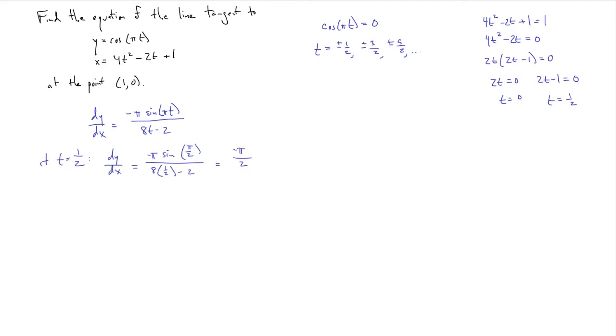And so we have that at the point (1, 0), t is equal to a half. And so to find the derivative there, we simply plug t equals 1/2 into our expression for the derivative, and we find that the derivative at that point is negative pi over 2. And so we find that the equation of the tangent line at that point is y equals negative pi over 2 x plus b, and all that's left is to find b, which we can do by plugging in the x and y values of the point (1, 0). And when we do that and solve for b, we get that b is equal to pi over 2, and so the equation of the tangent line is y equals negative pi over 2 x plus pi over 2.